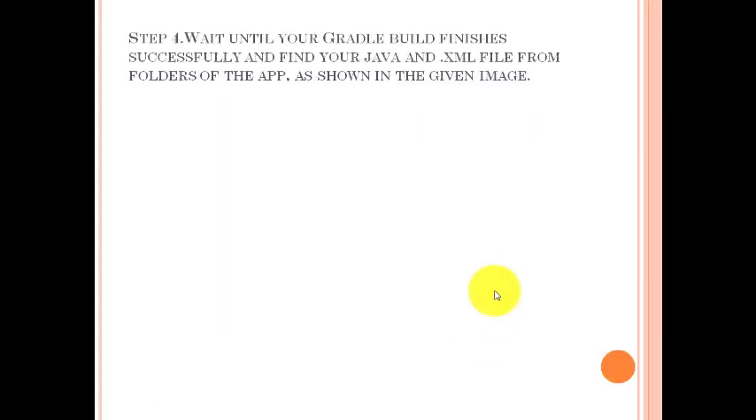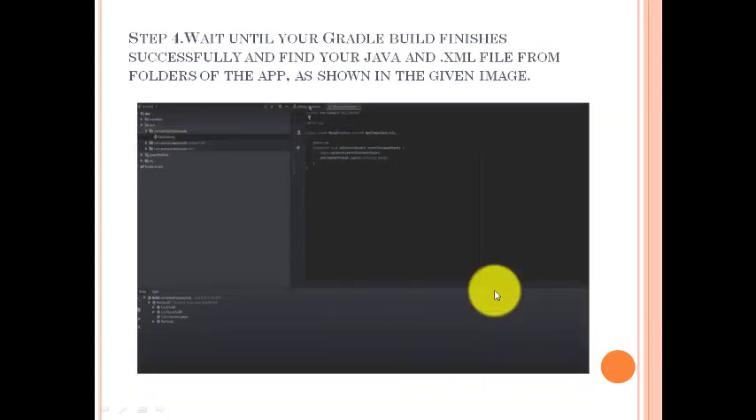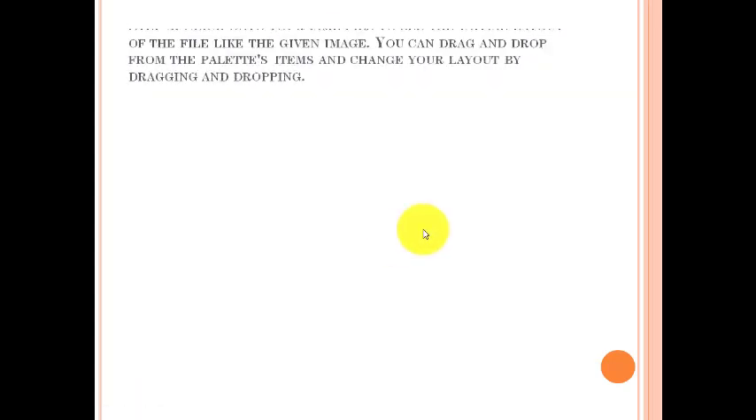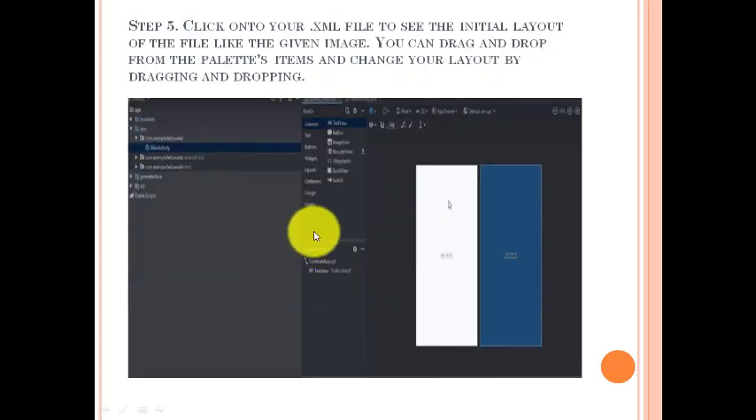In the next step, step number 4, wait until your Gradle build system finishes. The Gradle system will start the execution, and it will show some progress of the Gradle execution. So we have to wait. Once the Gradle system is installed properly, the screen will look like this. This is the structure, the first page after creating the application.